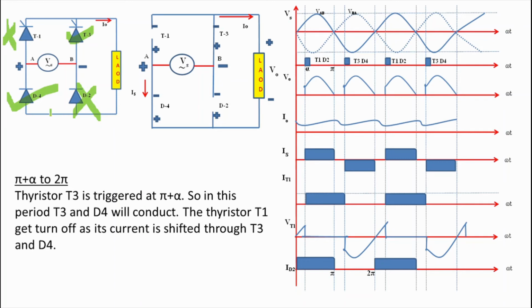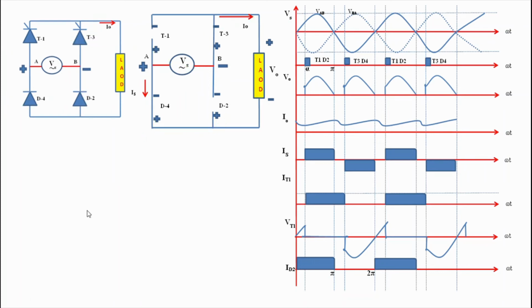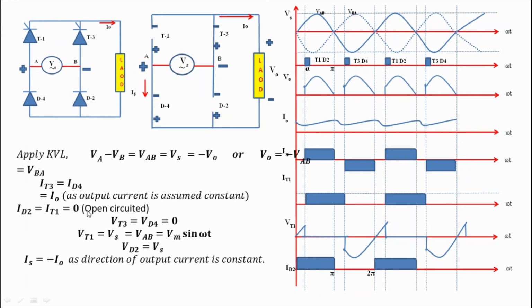So circuit will look like this. Here current will flow through the path containing Vs, T3, V0 and D4. So IT3 is equals to ID4 and that is equals to I0 because current is flowing through path. And IT1 is equals to ID2 and both are open circuit, that's why current through them is equals to 0. Drop across shorted T3 and D4 will be equals to 0. So we can write VT3 is equals to VD4 and that is equals to 0.